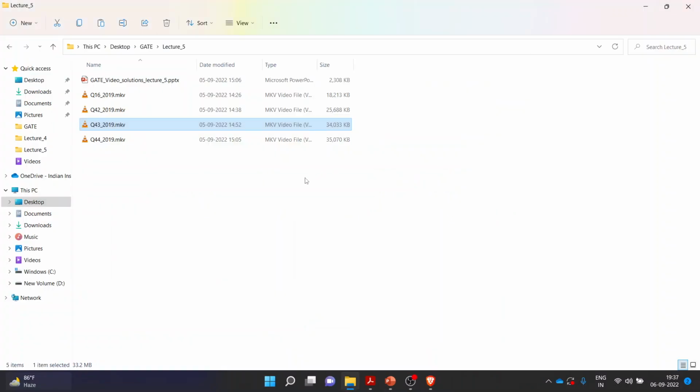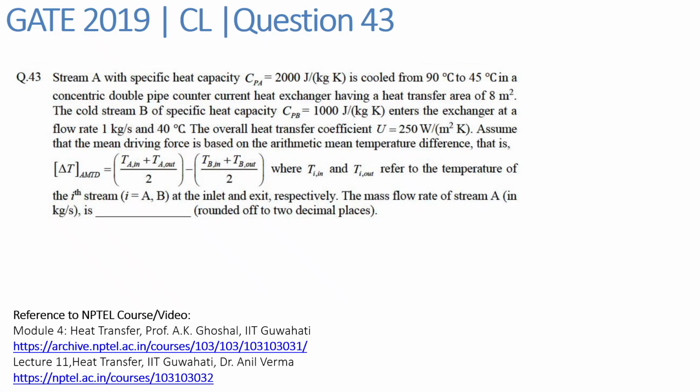Okay, so we looked upon this question 43 related to this energy balance over this heat exchanger, in which we had to use this arithmetic mean temperature difference. So that was the only new thing in this question.